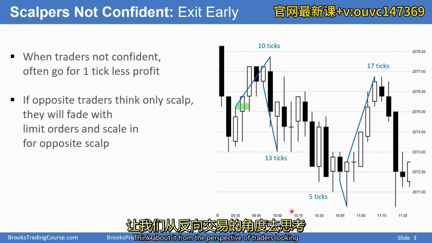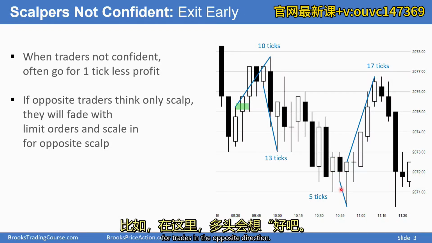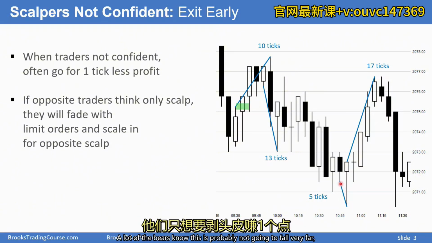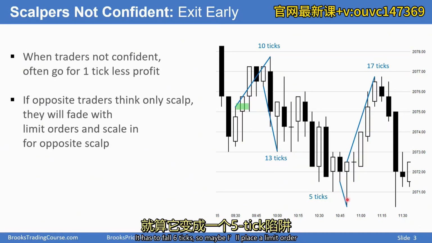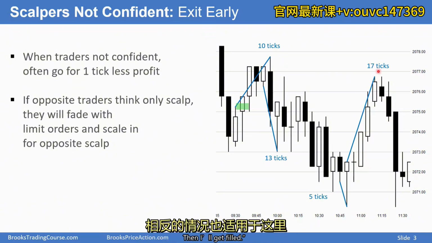Think about it from the perspective of traders looking for trades in the opposite direction. For example, here, bulls will think, okay, a lot of the bears know this is probably not going to fall very far, and a lot of the bears will probably be scalping for 1 point. It has to fall 6 ticks, so maybe I'll place a limit order to buy 4 ticks below, just in case it's a 5-tick trap, and I'll get filled.